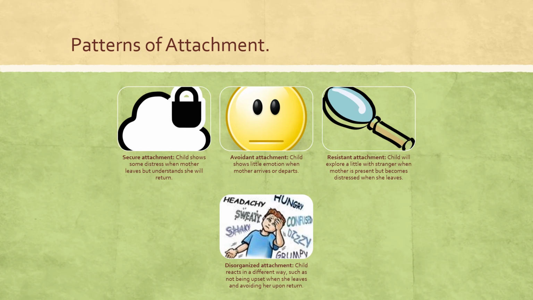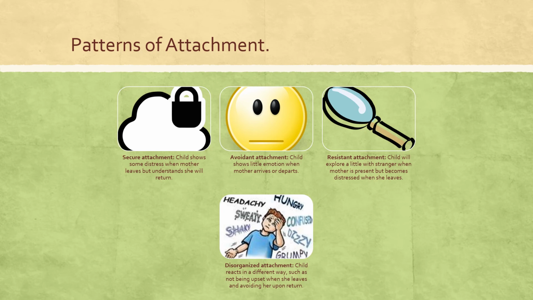Avoidant attachment was when a child showed little emotion when the mother arrived or departed. So the mother would leave, the child showed little emotion, and then the mother would come back or depart, and as this happened, the child would show little signs of emotion here and there.